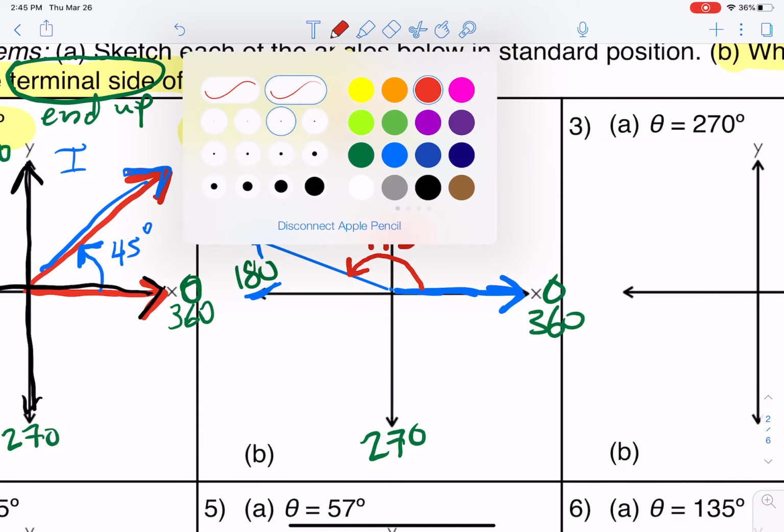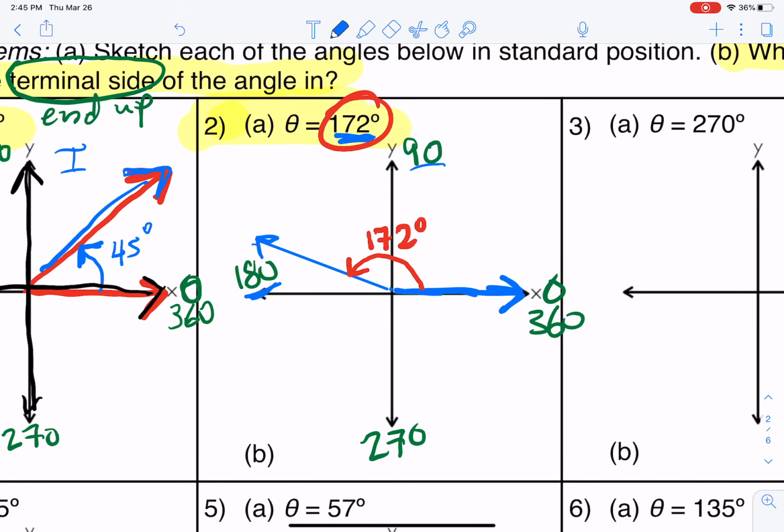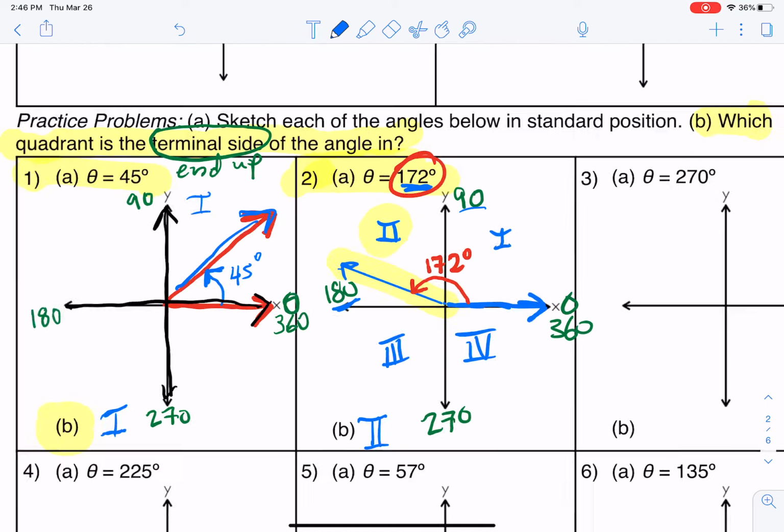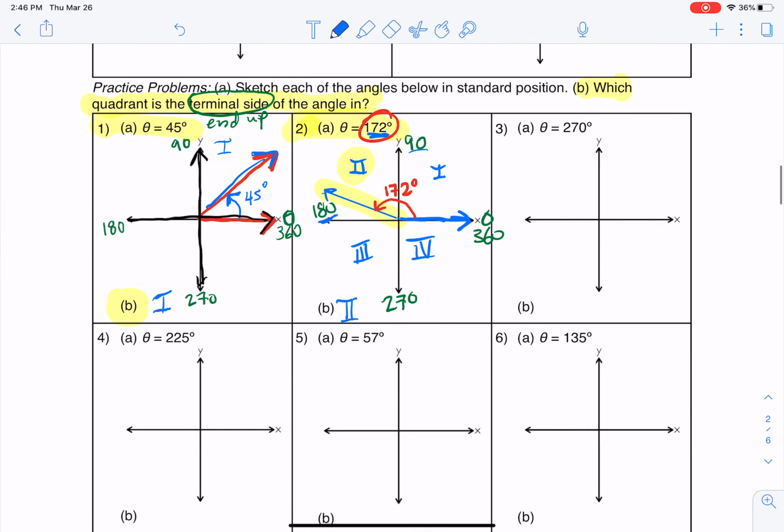For part B, we really want to look at what quadrant we are in. So if I label my quadrants 1, 2, 3, and 4, that angle ends up in quadrant 2. All right, so that's question 1 and 2.